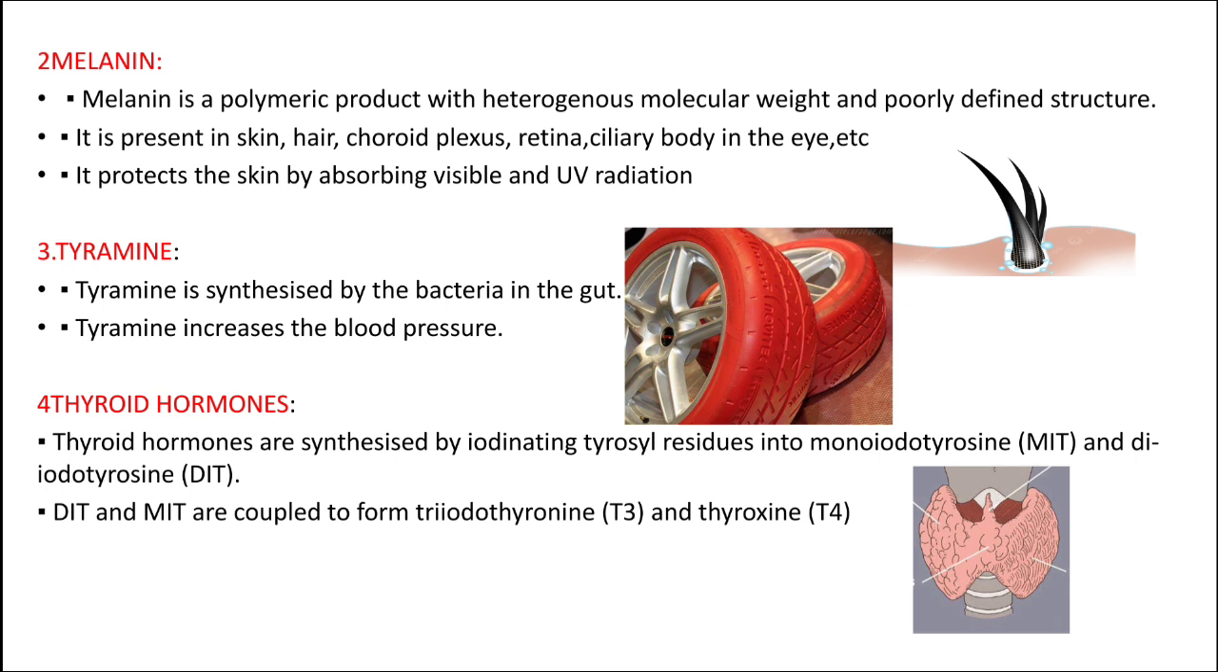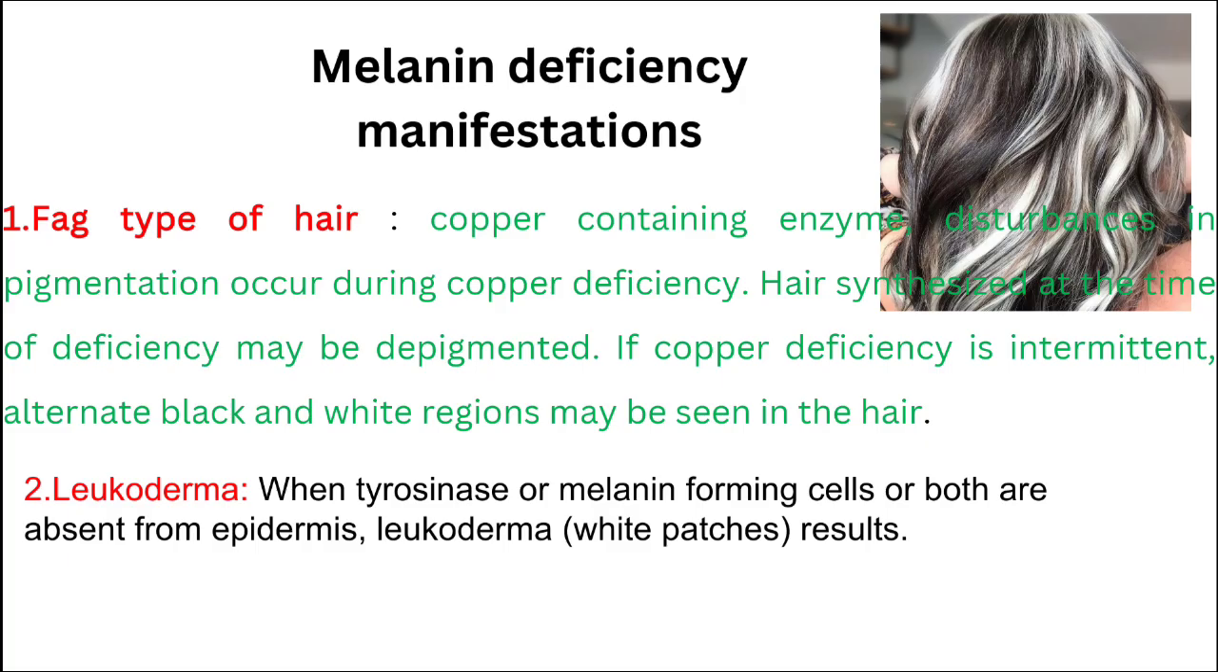Then melanin. Melanin, as you all know, gives the black color to the skin and the hair, and it is seen in the eyes in the ciliary body, retina, and choroid plexus. Its function is to protect from UV radiation. While tyramine, as the image suggests, is a tire with red color. This will denote that it is needed for increasing the BP. It is synthesized in the bacterial gut. Thyroid hormones are formed by the iodination of the tyrosyl residues into MIT and DIT, which later form T3 and T4.